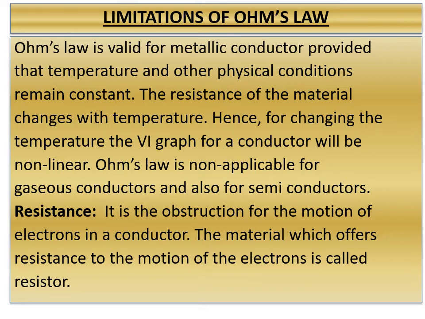Due to the electric field that was set up by a battery throughout the conductor, these electrons regain energy from the field and they proceed to move. So the motion of electrons is obstructed by the lattice ions. But the obstruction offered to the flow of electrons in a conductor by the lattice ions depends upon the nature of the material. So, therefore, the resistance of a conductor is defined as the obstruction to the motion of the electrons in a conductor.